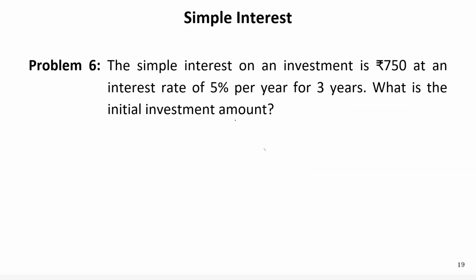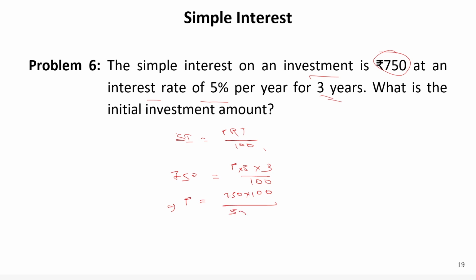So any one of these methods can be used to calculate the simple interest. So let's see problem number 6. The simple interest on an investment is 750 rupees at an interest rate of 5% per year for 3 years. Then what is the total investment amount? So SI is equal to PRT by 100, right? So P we don't know, so P remains the same and R is 5 and T is 3, by 100 is equal to 750. So this implies that P is equal to 750 into 100 whole by 5 into 3. So this is what?